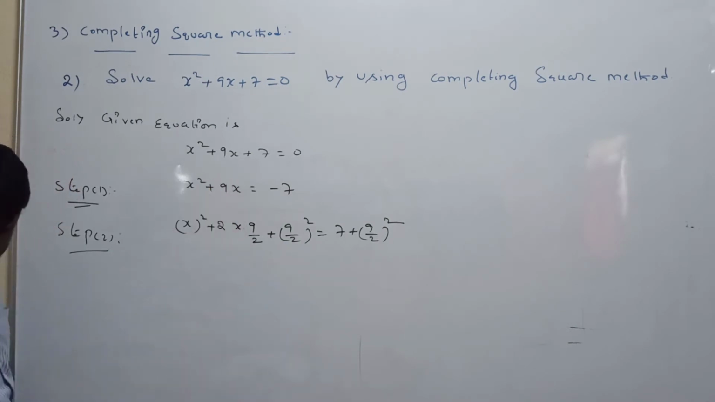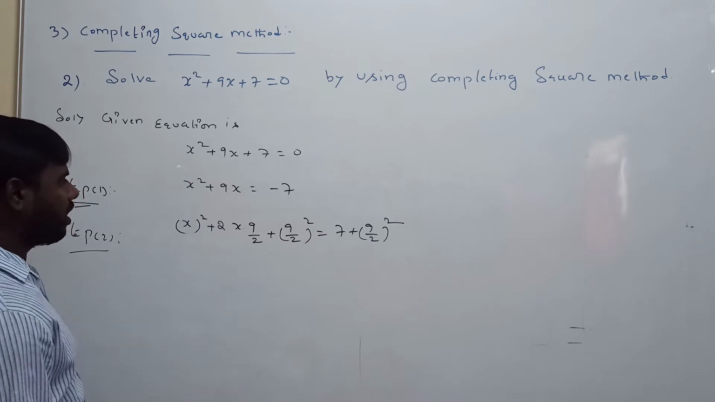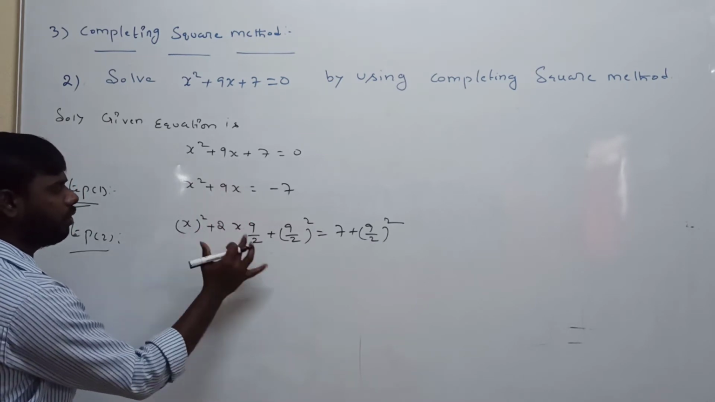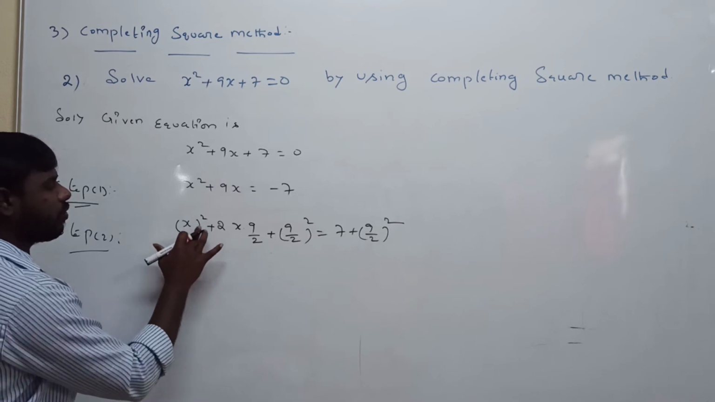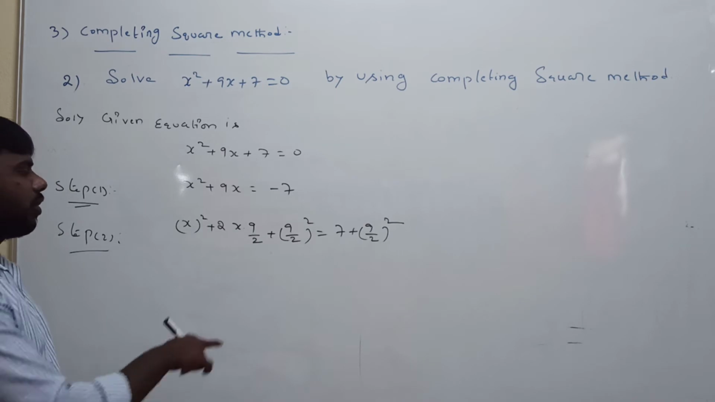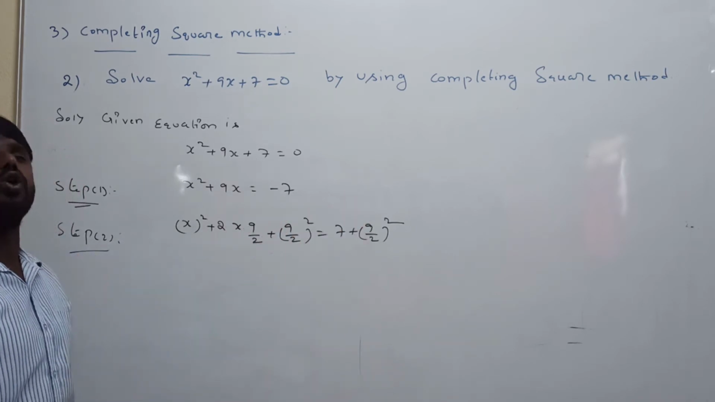This function is totally converted to a square plus 2ab plus b square form. How to convert: 9 into x can be written as x into 9, multiplied by 2 divided by 2. Now a square plus 2ab. Next we want b square. That's why, what is the b value here? 9 by 2. On both sides we are adding 9 by 2 whole square.